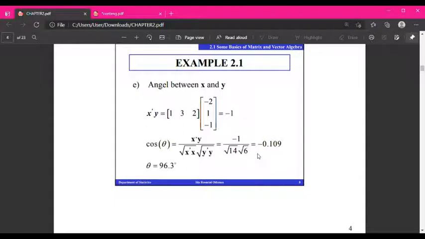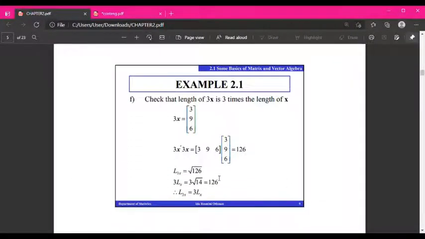Macam mana you nak dapatkan value of theta equal to 96.3? You boleh guna calculator, betul? Which is, you masukkan value inverse of cosine of negative 0.109. Then, you akan dapatlah thetanya adalah 96.3 degree. That is the angle between the two vectors.